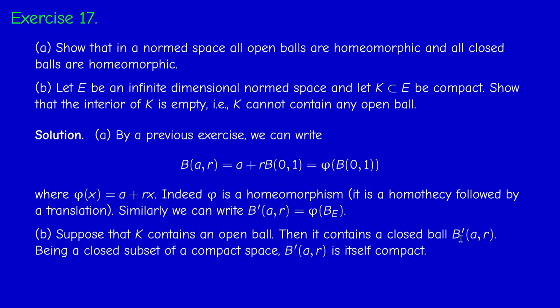Okay, so what do we have? This is a closed set which lives in the interior of K, and so in K. So this is a closed subset of a compact space. But closed in a compact is compact. So this closed ball is compact. By homeomorphism, the closed unit ball is compact, according to the previous question. But if the closed unit ball is compact, then the space is finite dimensional. So we get the contradiction.